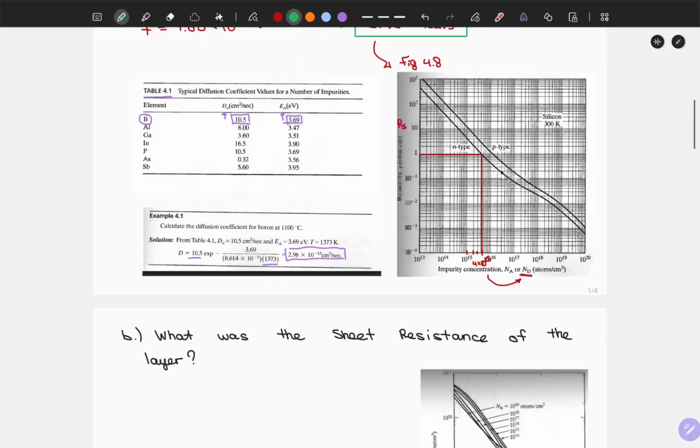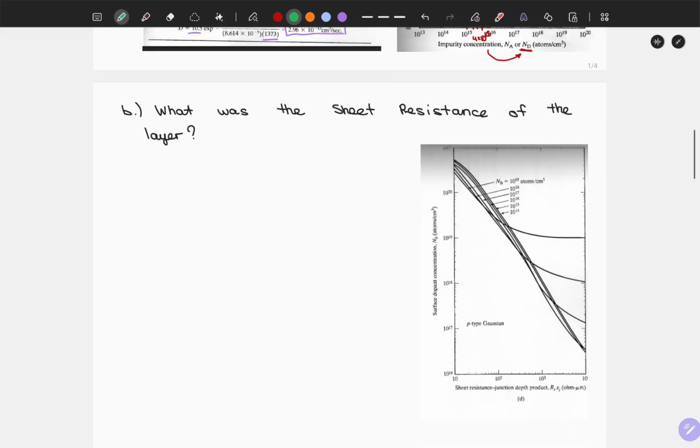Let's continue. Part B is asking us for the sheet resistance of the layer. To find the sheet resistance, we need to use something called Irvin's curve.